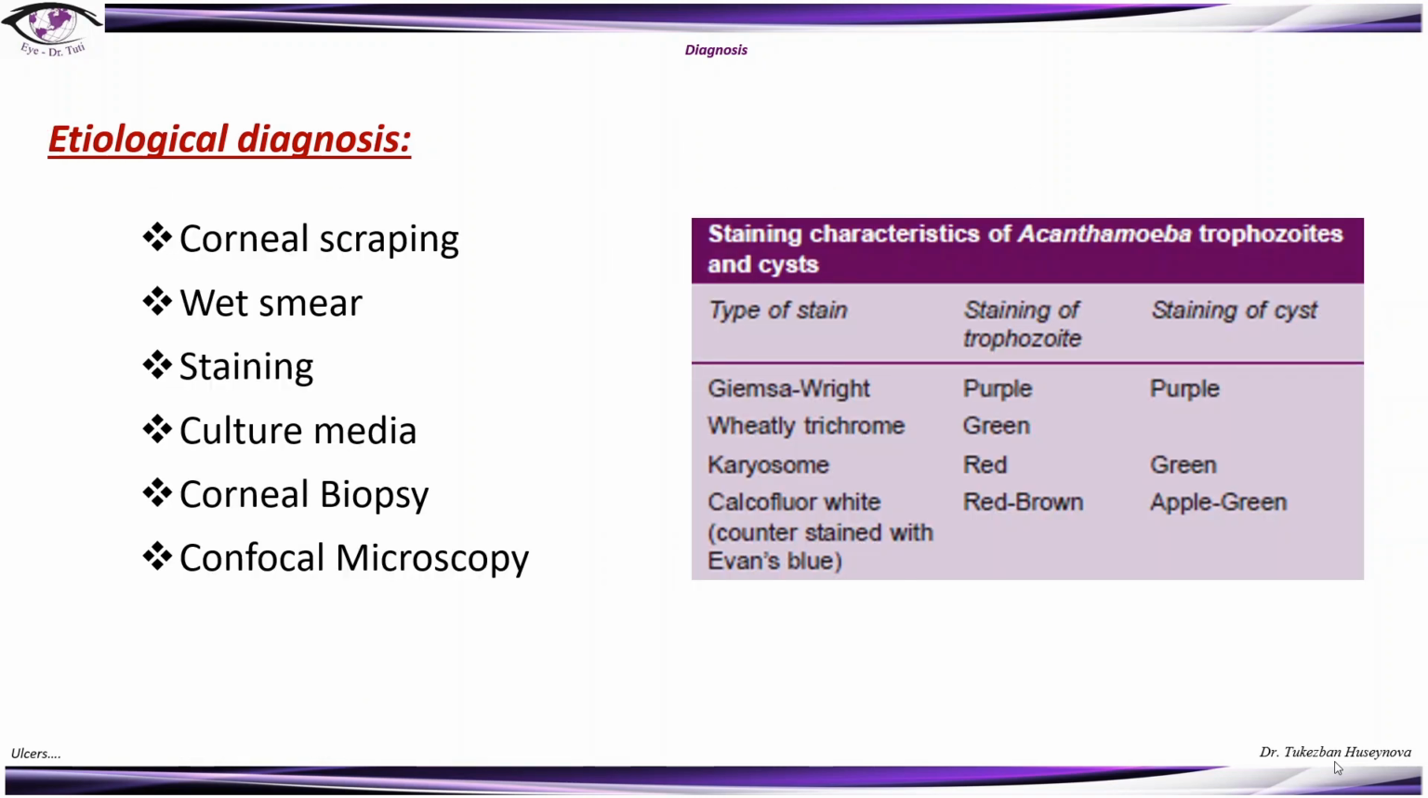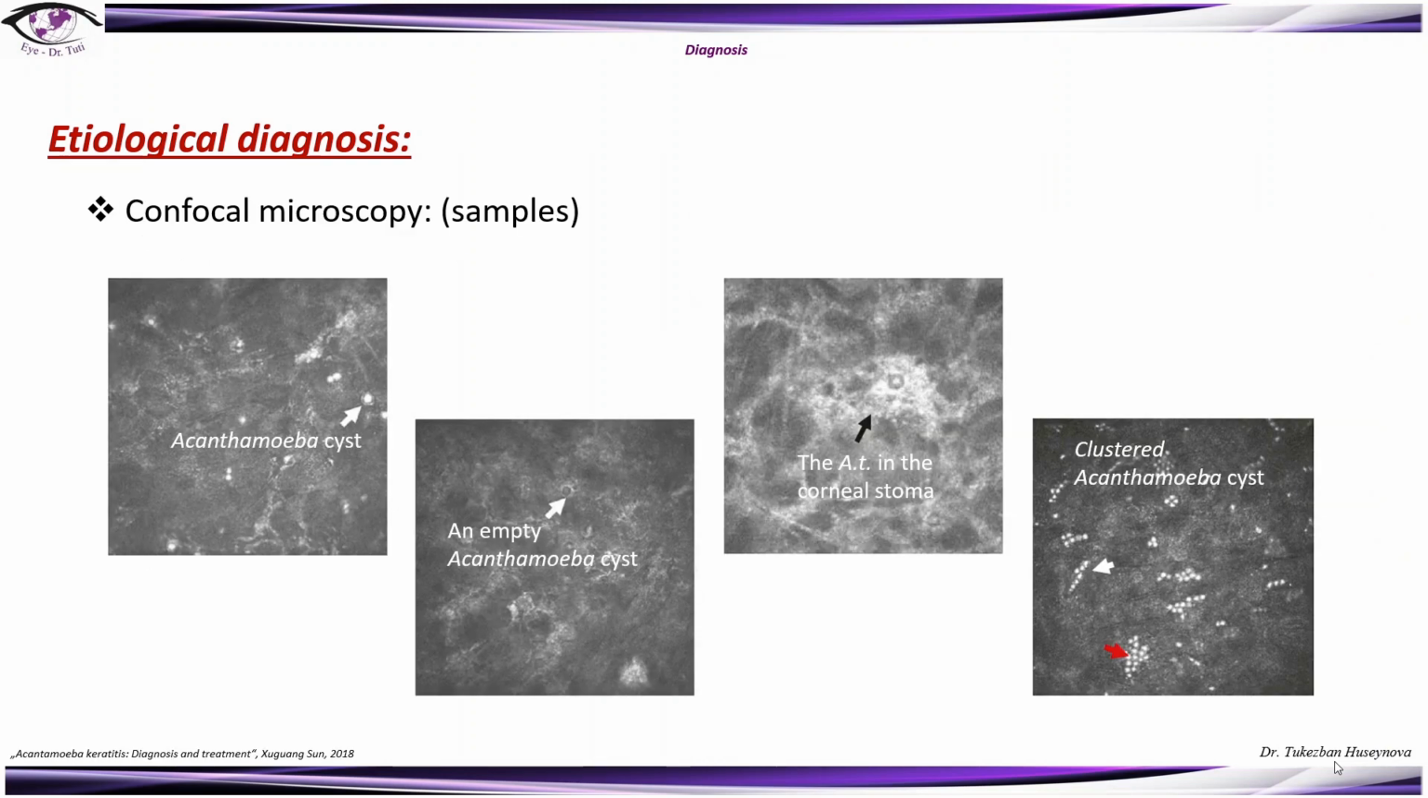Then the etiological diagnosis might be confirmed from corneal scraping, wet smear, staining, culture media, corneal biopsy, or confocal microscopy. The confocal microscopy samples are presented here, and those are characteristic Acanthamoeba cysts, which we can see here. Those are cysts with a diameter of around 15 microns, and both the wall of the cyst and the contents inside the cyst show a highly reflective image.